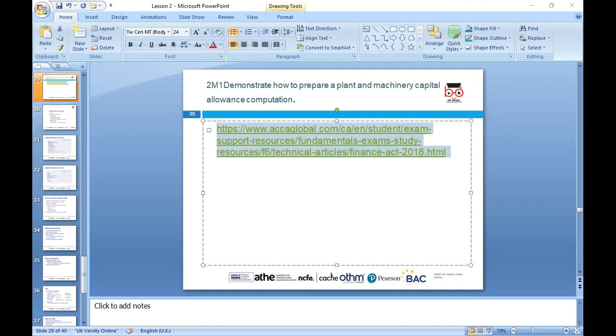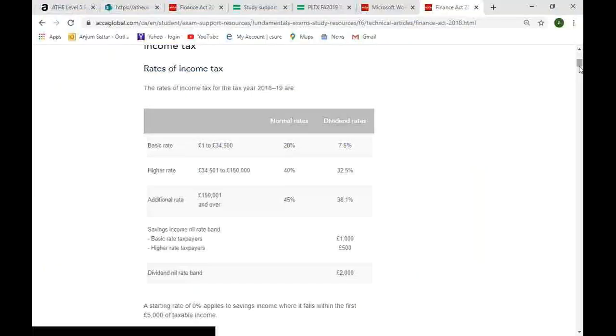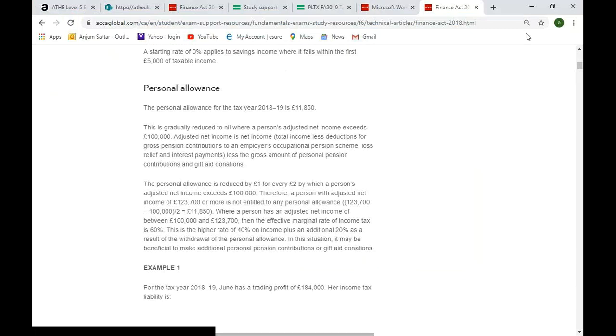Can you see? Not yet. Okay, I'll show you now. Can you see now? Now I can see. You can see now?